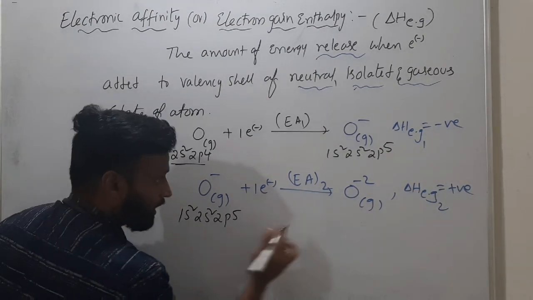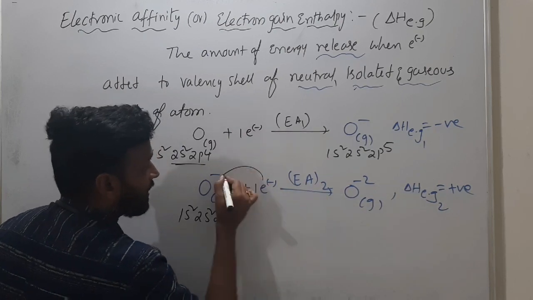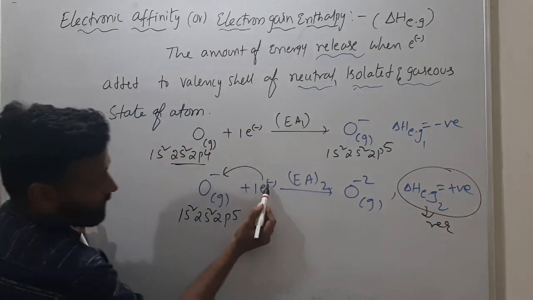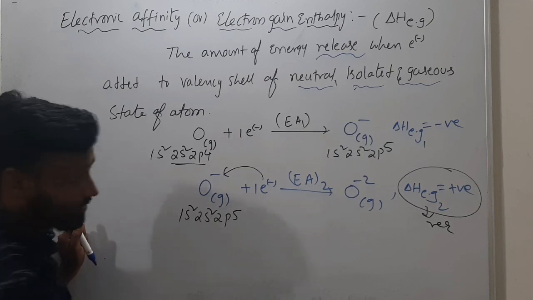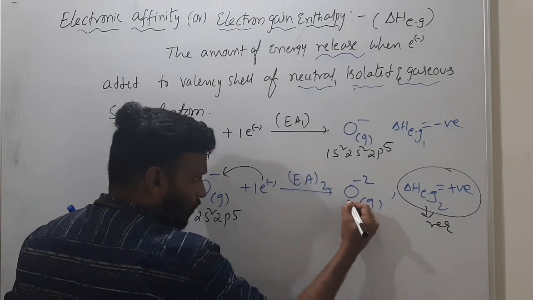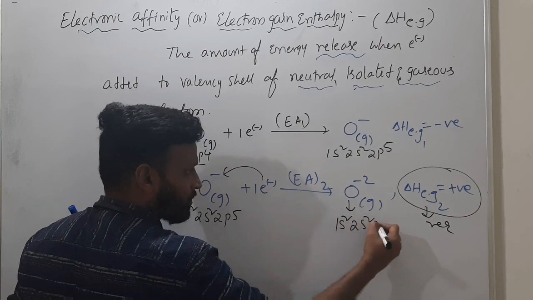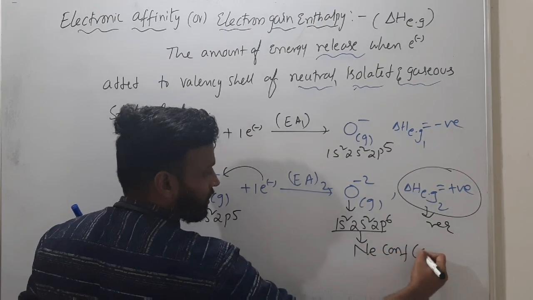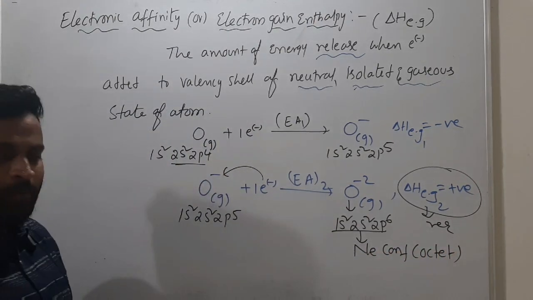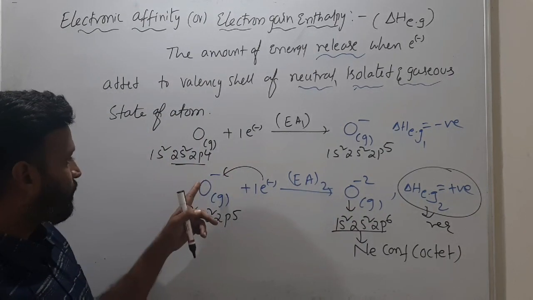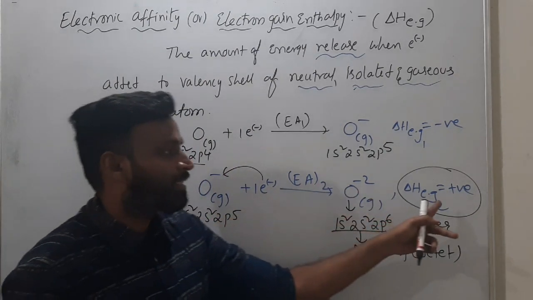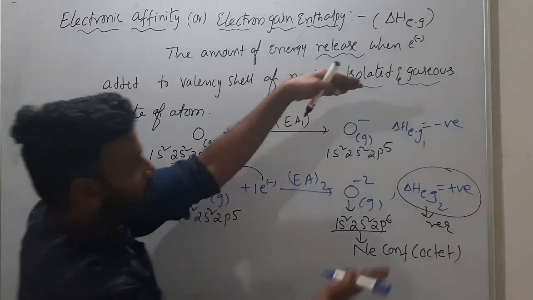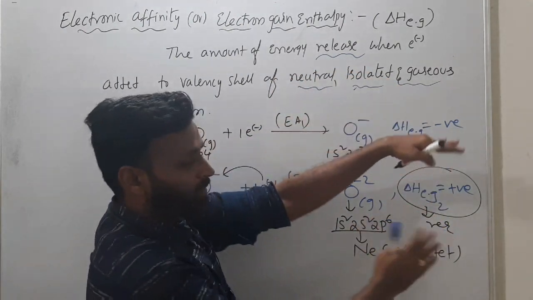But it still requires 1 electron, and to add this electron, some energy is required, because the negative charge and the electron's negative charge have repulsions. O minus 2 is actually stable: 1s2, 2s2, 2p6 is the neon configuration, which is an octet. But for O minus to add 1 electron, some energy is required because of repulsions. But overall electron gain enthalpy is negative.